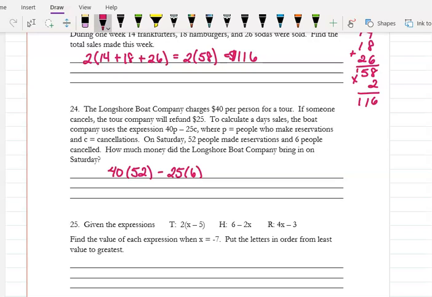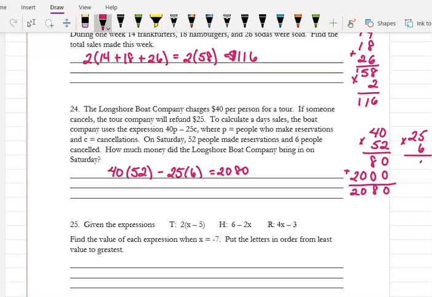Okay, so I'm going to go on the side again here and do some multiplication. 40 times 52. So 2 times 0 is 0. 2 times 4 is 8. Then we put a 0 here and go 5 times 0 is 0, and 5 times 4 is 20. And then we add those numbers together, so 0, 8, 0, 2. Okay, so the first part is 2,080.